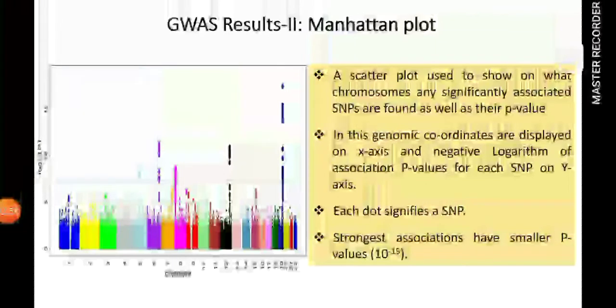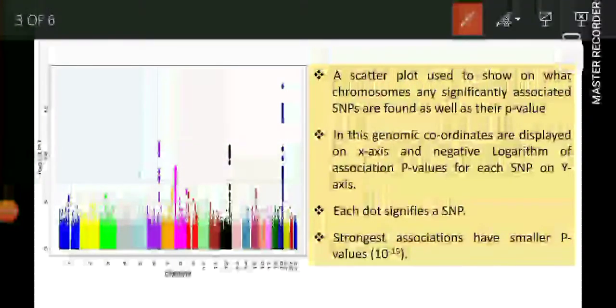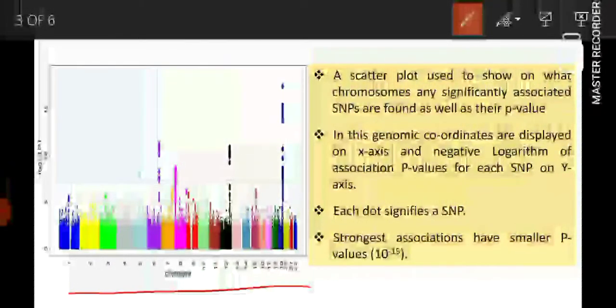Second result is the Manhattan plot. What does it mean? It is a kind of scatter plot that shows on which chromosome number significant SNPs are found. Here on the x-axis the chromosome numbers are depicted. If a particular crop or individual has 44 chromosomes, then the haploid number will be 22. So the haploid chromosome number of a particular individual is present on the x-axis, and the negative logarithm of the p-value is presented on the y-axis.